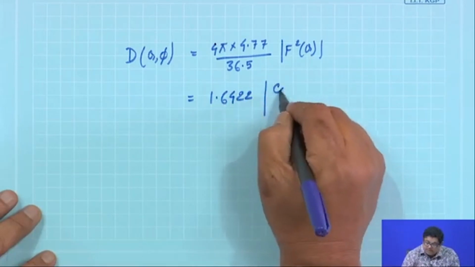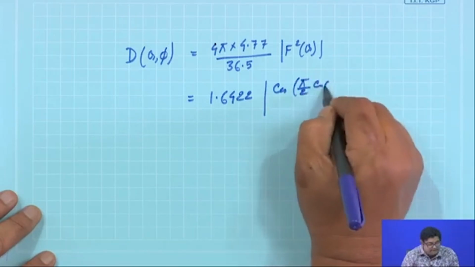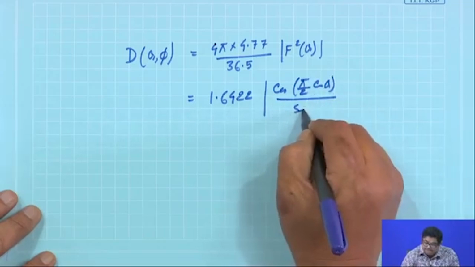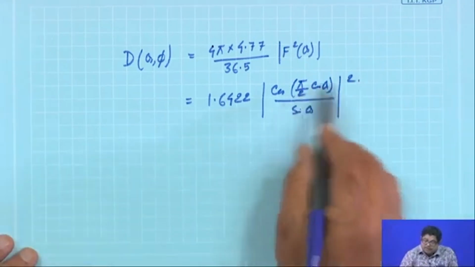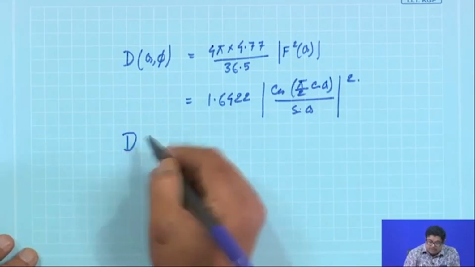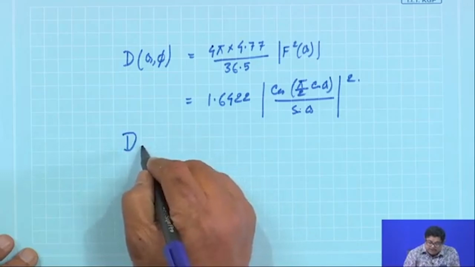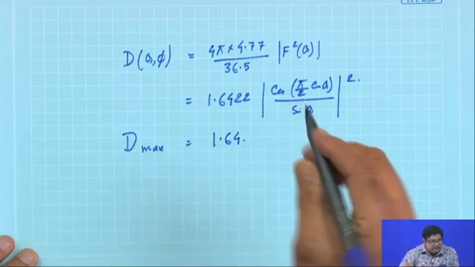F theta for a half wave dipole: we have seen that the maximum value of this is 1. So, the maximum directivity D max is nothing but 1.64.